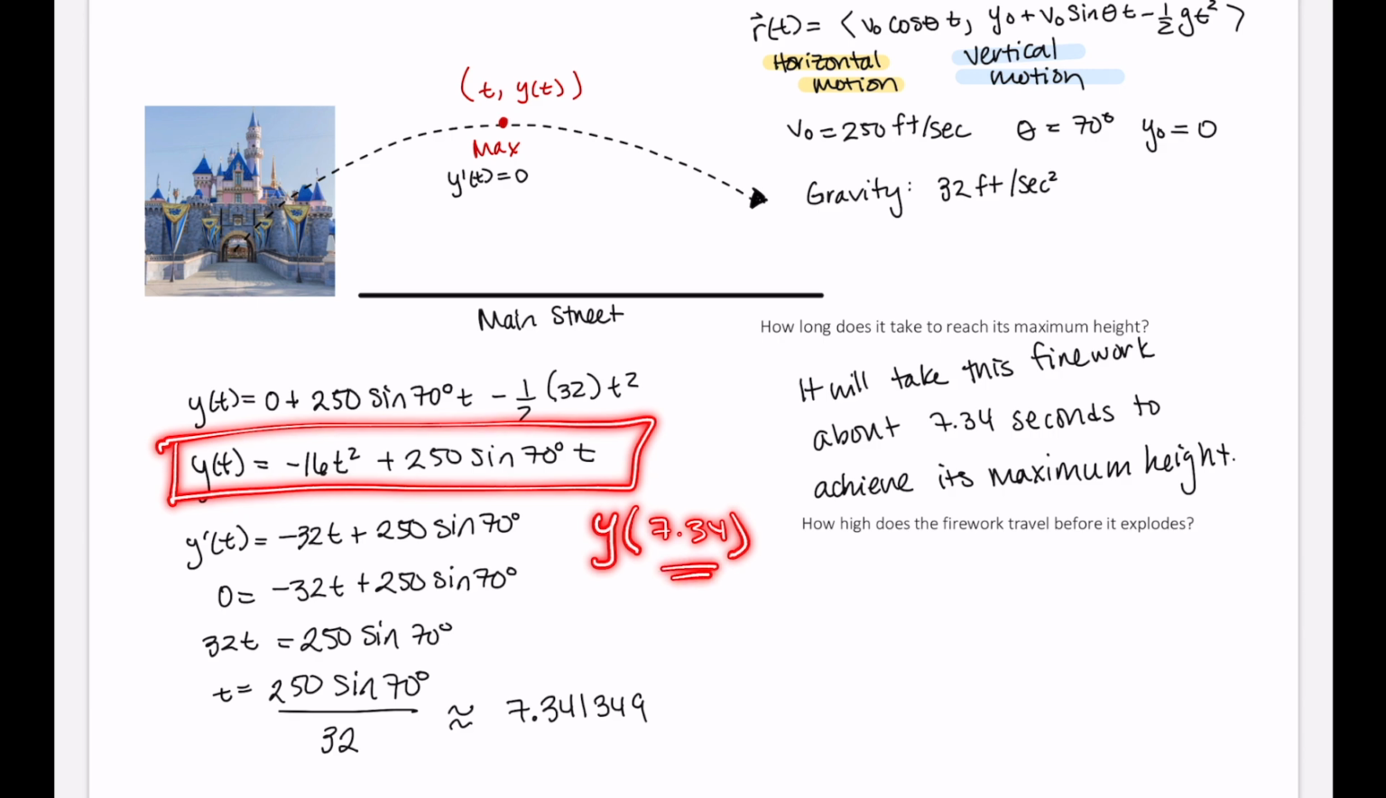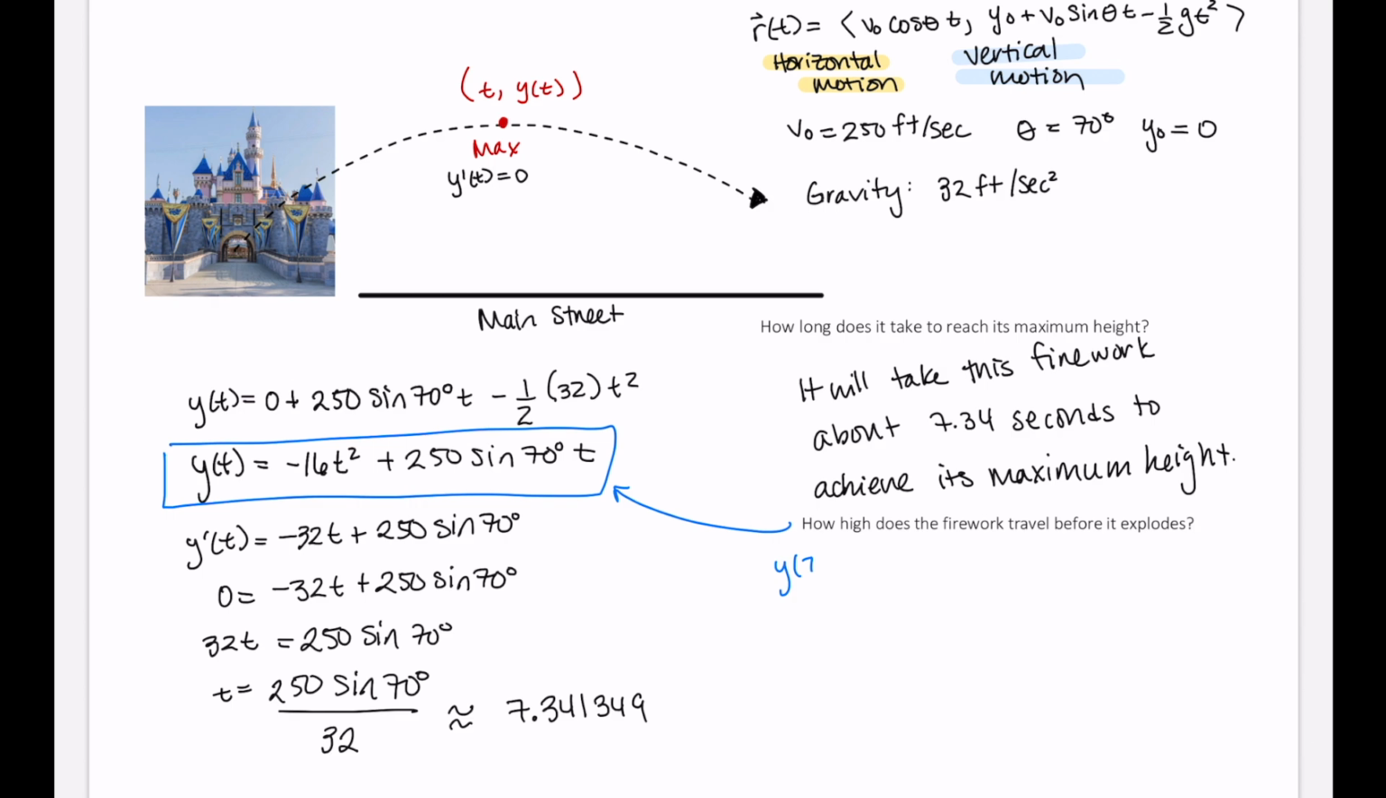And be warned, even though I just write 7.34 here, on my calculator I'm using the exact value. So if you're using a calculator, which you should be, make sure you use all the decimal places from your calculator. If you don't know how to do it easily, come chat with me in office hours. Okay, so y of 7.34 is equal to negative 16 times 7.34 squared plus 250 sine 70 degrees times 7.34. And go ahead and pop this into your calculator, again, using more decimal places than I'm showing you right here.